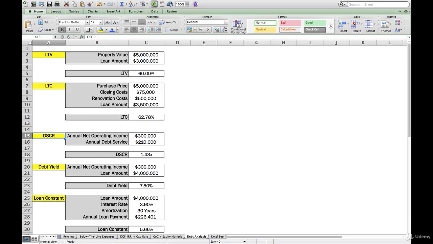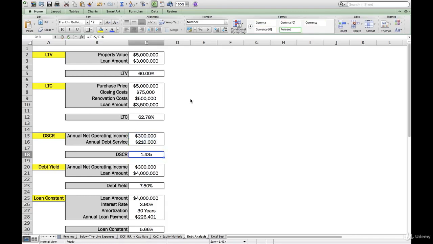So back on the debt analysis tab in A15, we're going to analyze the DSCR. So we've got an annual net operating income of $300,000, an annual debt service of $210,000, and the DSCR is calculated very simply as C15 divided by C16. So the NOI divided by the debt service.